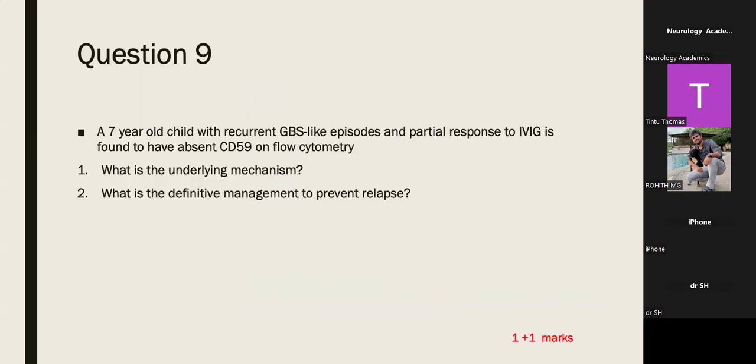Moving on to the next question. Here is a 7-year-old child with recurrent GBS-like episodes and partial response to immunoglobulin. The child, with a partial response to IVIG, is found to have absent CD59 on flow cytometry. What is the underlying mechanism in this condition, and what is the definitive management to prevent relapse?